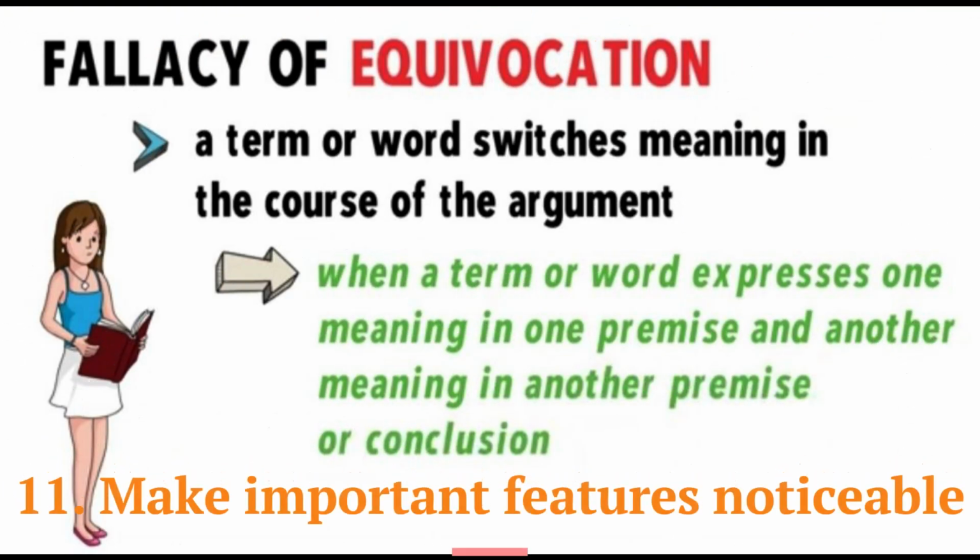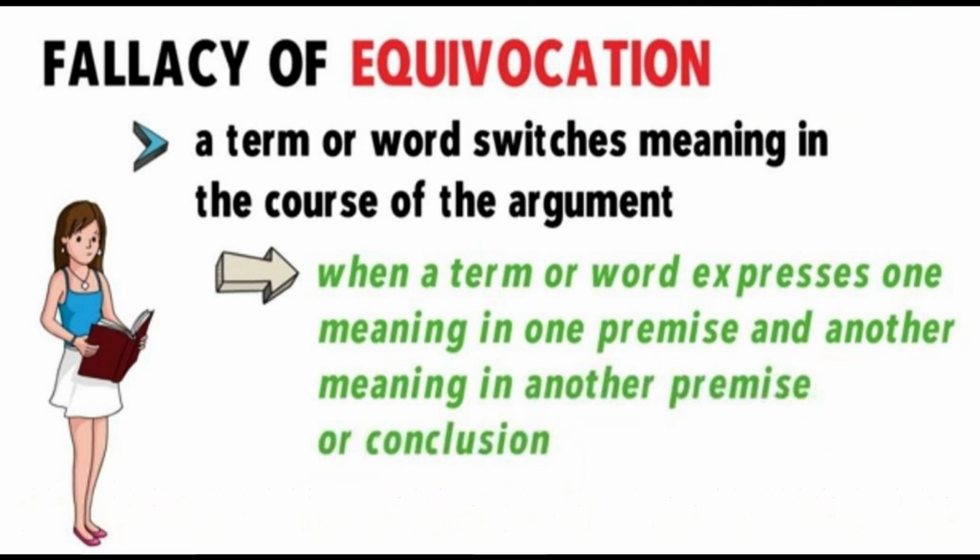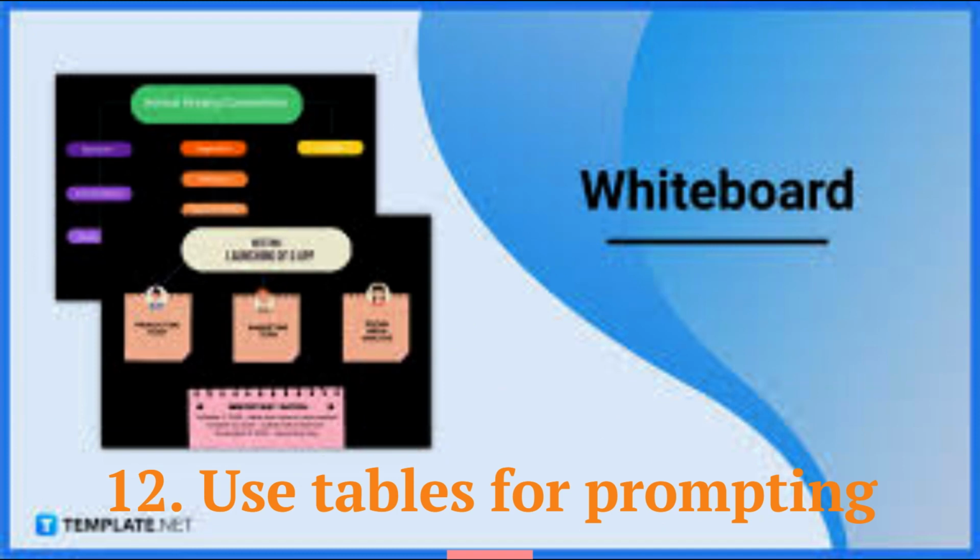11. Make important features noticeable. Important features are the points which you want your students to distinguish and remember, such as auxiliary verbs, irregular endings, pronouns, contracted forms, etc. You can do so by underlining them, using different colored pens or chalk, circling them or even making them italic.